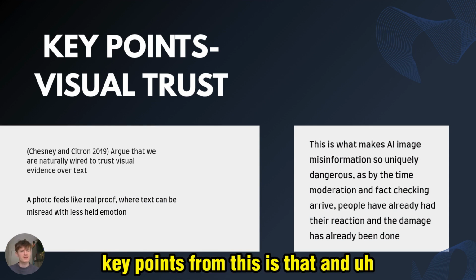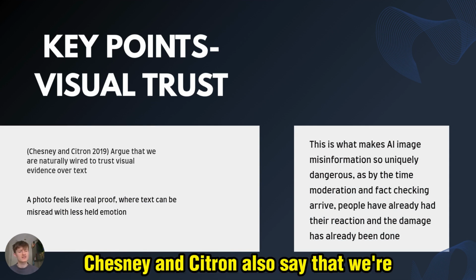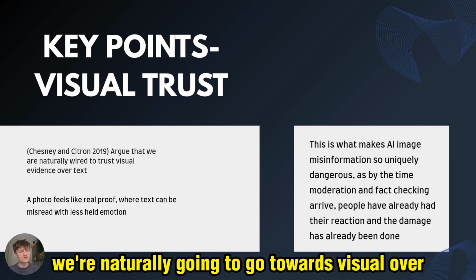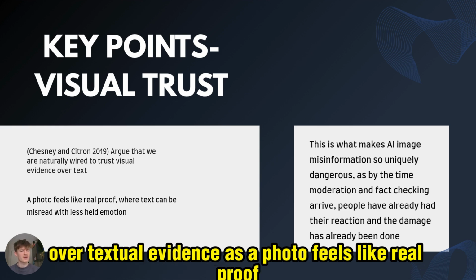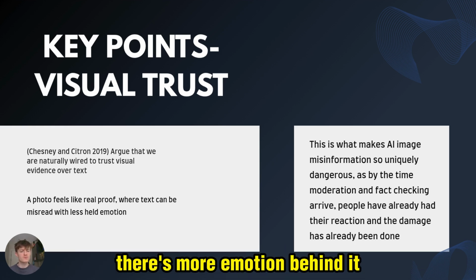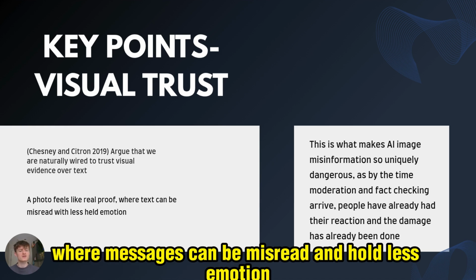Key points from this are that Chesney and Citron also say that we're naturally going to go towards visual over textual evidence. As a photo feels like real proof, there's more emotion behind it, whereas messages can be misread and hold less emotion.